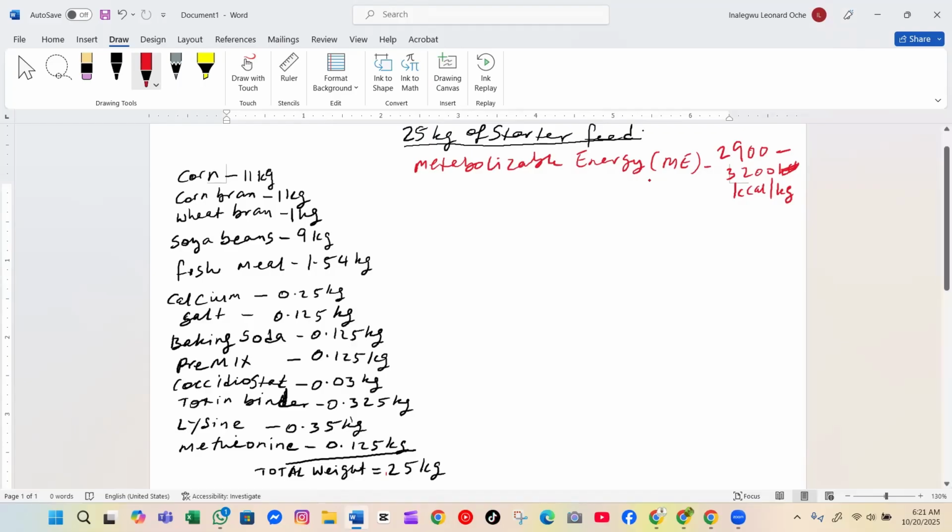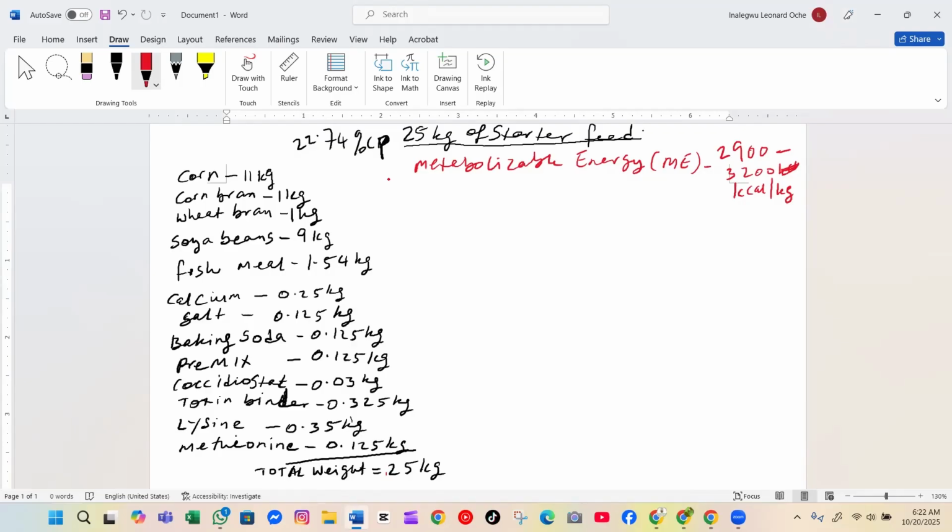Okay, from our last video, let me use black ink for that. For our last video, we got a crude protein of 22.74%. So this was what we got from our last video. Okay, the crude protein of this feed formula is 22.74%, right? So now in this video, I'm going to calculate the metabolizable energy.